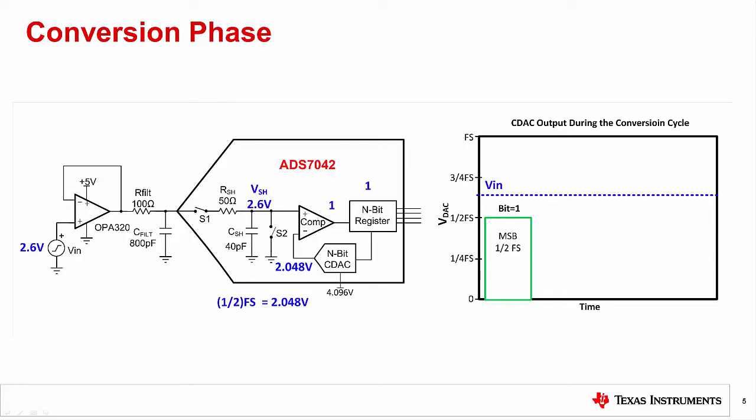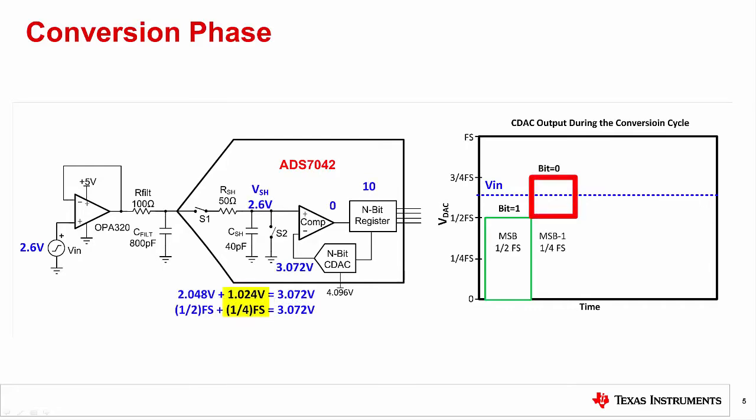Here we see the result of the first comparison for the MSB. The in-bit DAC applies a signal to the negative input of the comparator equal to 1/2 of the full scale, or 2.048 volts in this example. The other side of the comparator is connected to the 2.6 volts from the sample and hold capacitor. Since the sampled voltage is greater than the DAC voltage, the output of the comparator is logic 1. The MSB voltage will remain on, and subsequent DAC outputs will include this value.